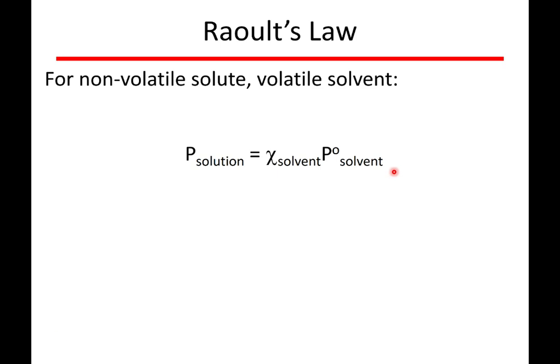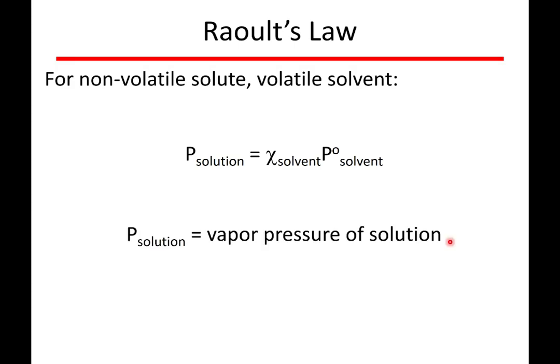It's this equation called Raoult's law, which says P solution, that is to say the vapor pressure of the whole solution, is going to be equal to only the vapor pressure of the solvent in the solution. The solute contributes nothing because it's non-volatile, right? It has no vapor pressure. Everything is just going to be coming from the solvent.